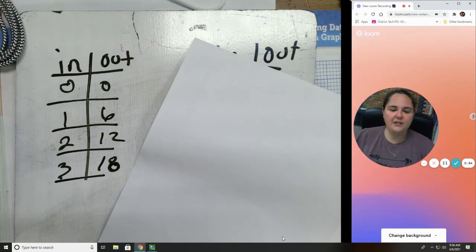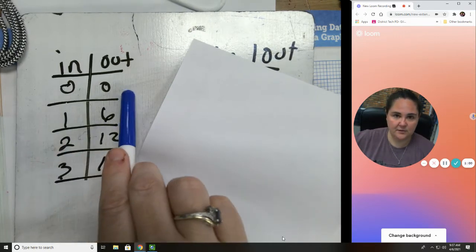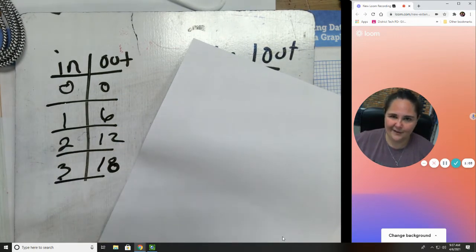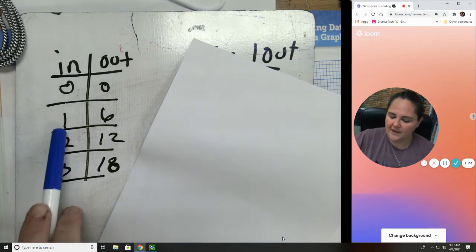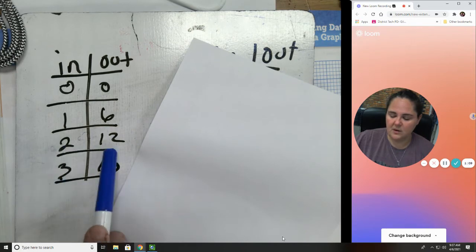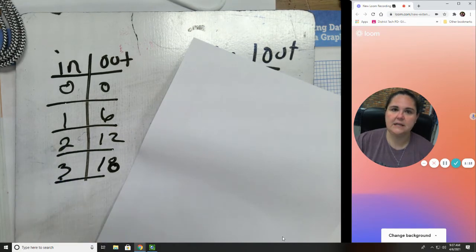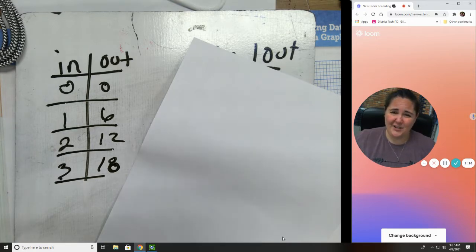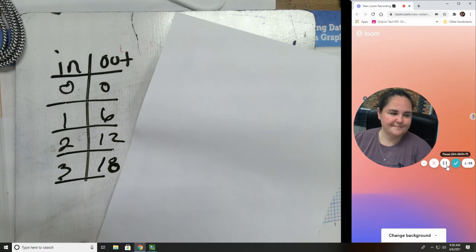So what I need you to do right now is look at this box. Really study it for a second. If in and out start with 0, 0, I can't find a rule for that. Then 1, 6, 2 and 12, 3 and 18. What rule could I use to compare these numbers that will work for all options?